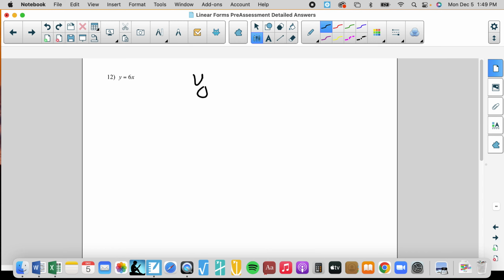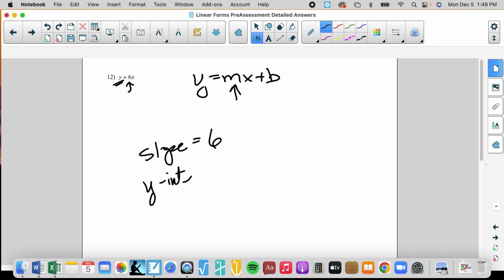Here we again have y isolated. Y is by itself, so the number in front of x is the slope. So my slope of the equation of this line is 6, and my y-intercept is whatever is being added and subtracted. Well, what do we notice? There's nothing being added or subtracted to my x, so my y-intercept is actually 0.